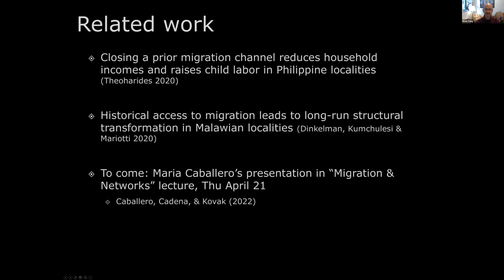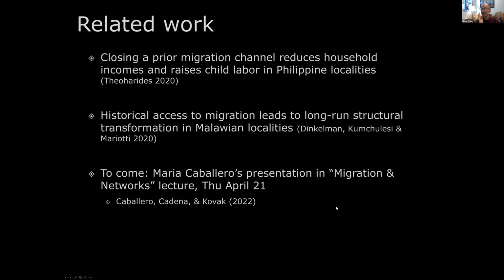Any hint on how these effects on origin countries differ according to the type of migration flow, voluntary, economic versus forced? Very good question. Certainly the research that I just shared with you and the research that I mentioned on the previous slide is all about voluntary migration, or I guess in the case of Theoharides 2020, the end of a voluntary migration episode.